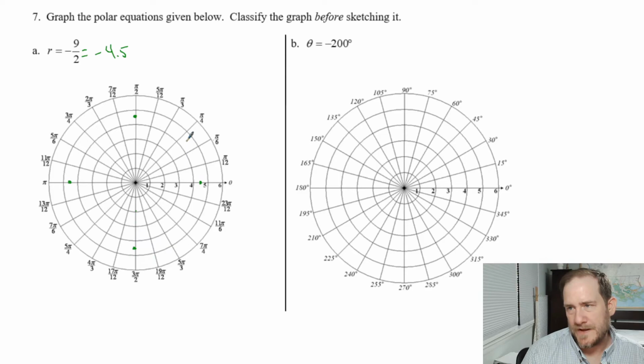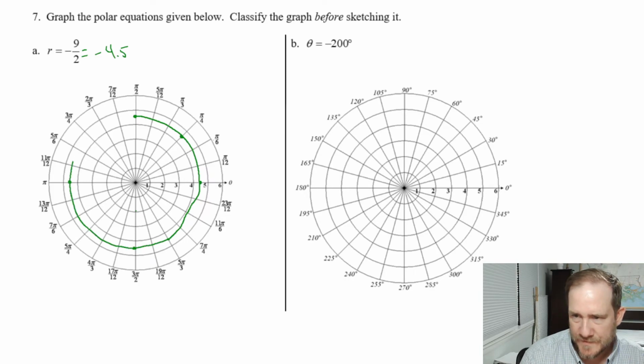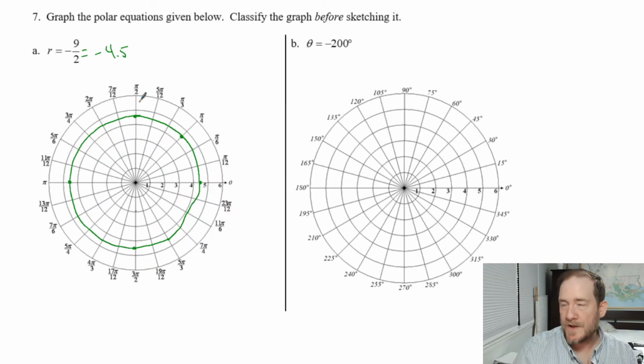You could be at 4.5 at 45 degrees. You could be at 4.5 at -60 degrees. But hopefully it's obvious that what we're getting is a circle whose radius is 4.5. The values of theta don't matter. So that's it. You just draw a circle, centered at the origin.